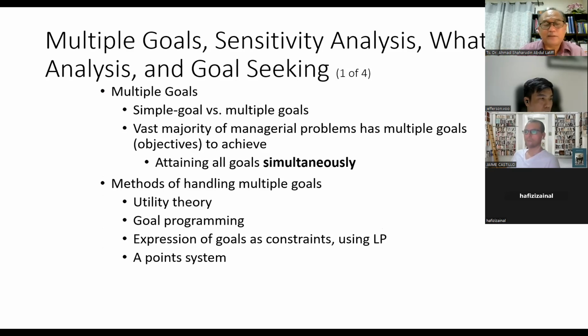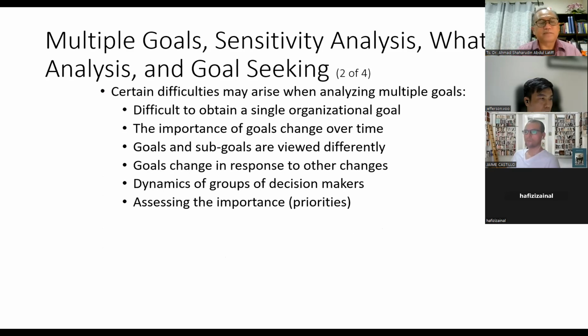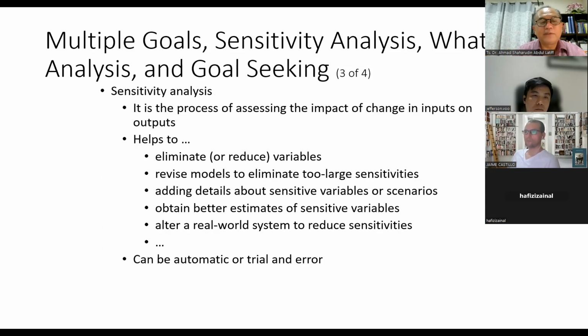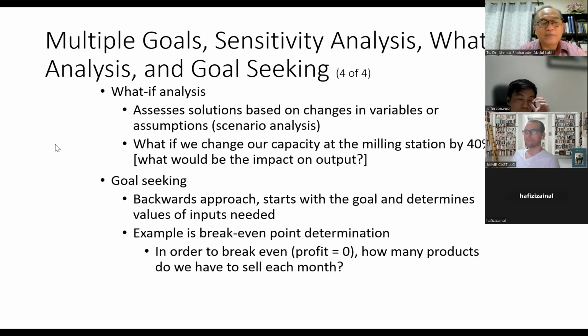And then I want to move into utility theory. I think this one you can read. And sensitivity analysis, the process of assessing the impact. Okay, and we have mentioned what-if analysis just now, and goal seeking.